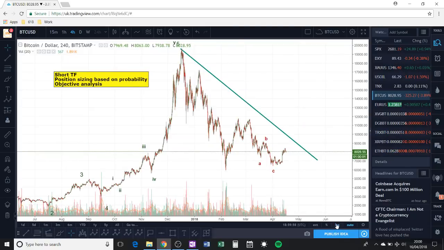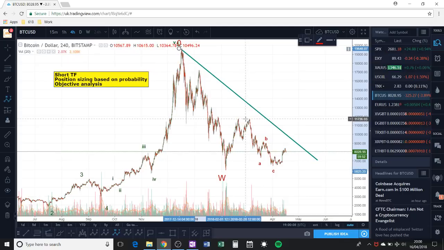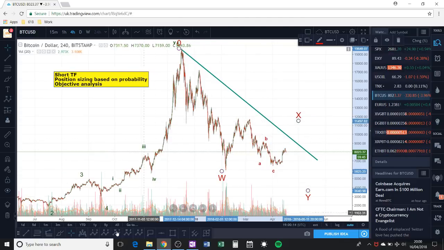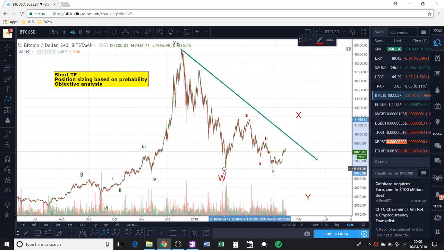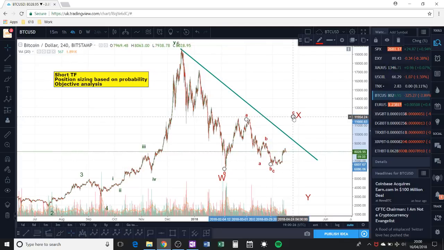As I've mentioned in previous videos, if we call this W, X, Y, we can argue that X has not finished yet, and it's actually going to finish here, and the X wave in itself will be an A, B, C, like so, making a regular flat. So it could come up to the 11,500 level, finding resistance at these highs once again, and come down.